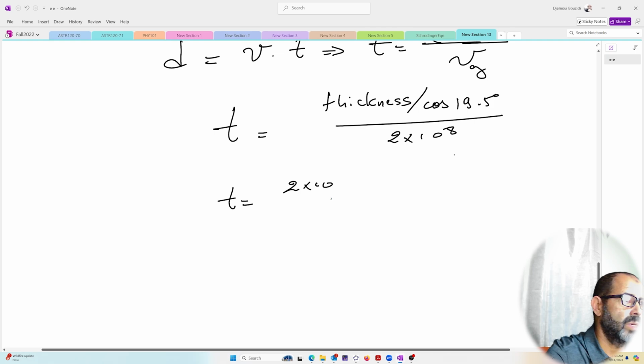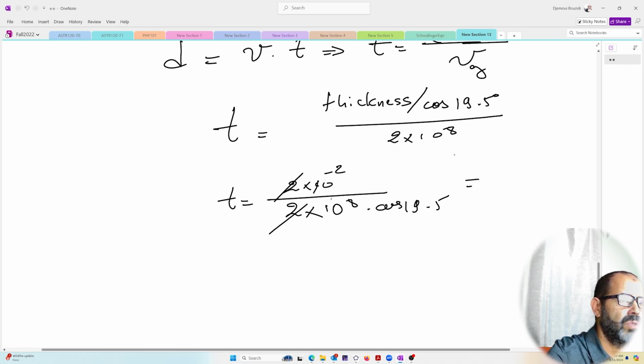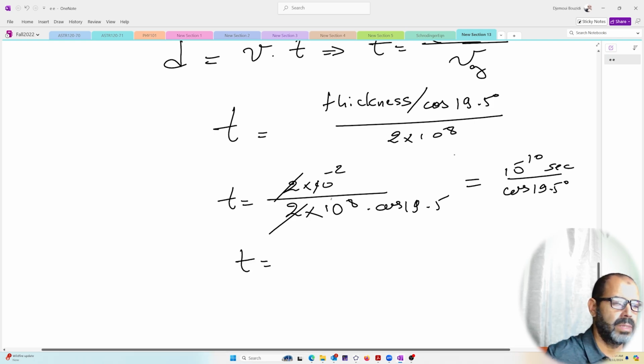2 times 10 to the negative 2 divided by 2 times 10 to the power 8 times cosine of 19.5 degrees. The 2 and the 2 cancel, and I will be left with 10 to the negative 10 seconds divided by cosine of 19.5 degrees. It's going to be a small time, of the order of a nanosecond.